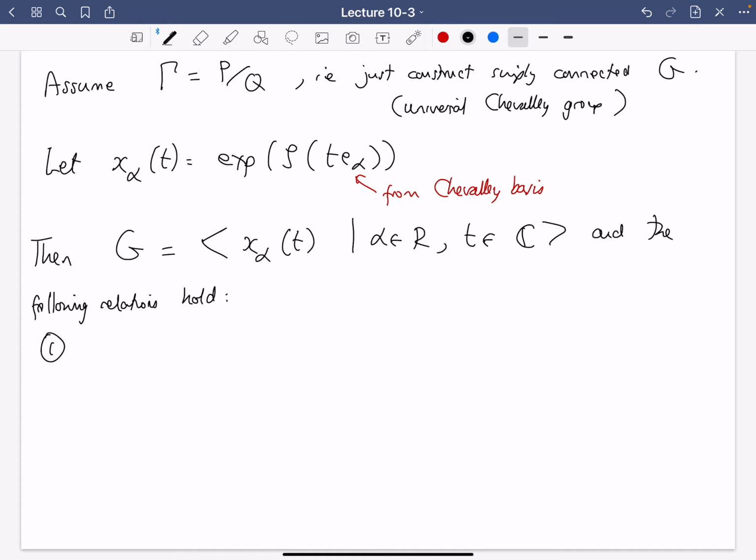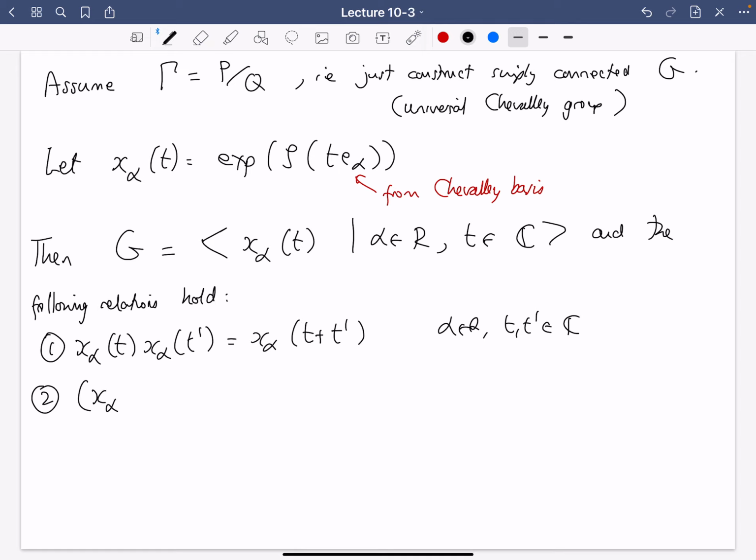Well, we know lots of these relations already, right? These are these root groups just coming from exponentiating. This is for t and t prime in C. And then the cool relation is the following: x alpha of t, x beta of t prime. So this is for alpha and beta linearly independent.